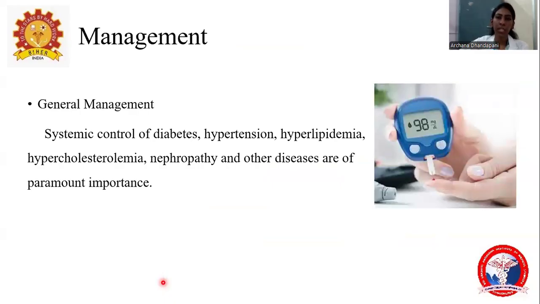So how do we manage these? How do we manage diabetic retinopathy? So first is the general management. Systemic control of diabetes is the mainstay of treatment. So even if we give a lot of treatment to the eye and the patient's diabetes is not controlled, the diabetic retinopathy is not going to come down. So systemic control of diabetes should be insisted upon with the patient. And also we have to control the coexisting comorbidities, that is hypertension, hyperlipidemia, hypercholesterolemia, nephropathy, and other diseases, which are of paramount importance.